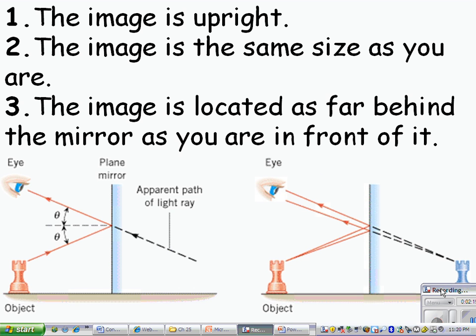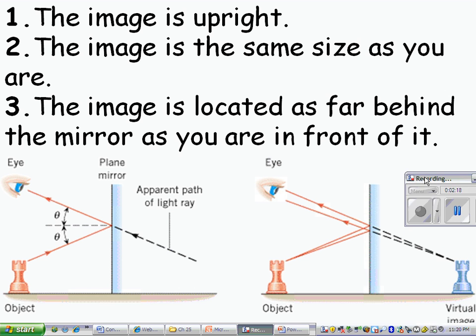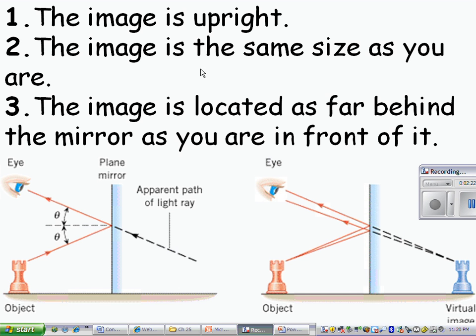When we have a virtual image in a mirror, the image is going to be upright. The image is the same size as you are. The image is located as far behind the mirror as you are in front of it. So we have this chess piece here, and light rays coming off the chess piece hit the mirror, go into your eye, a normal line is drawn, angle of incidence equals angle of reflection, and our eyes perceive the chess piece right along this line.